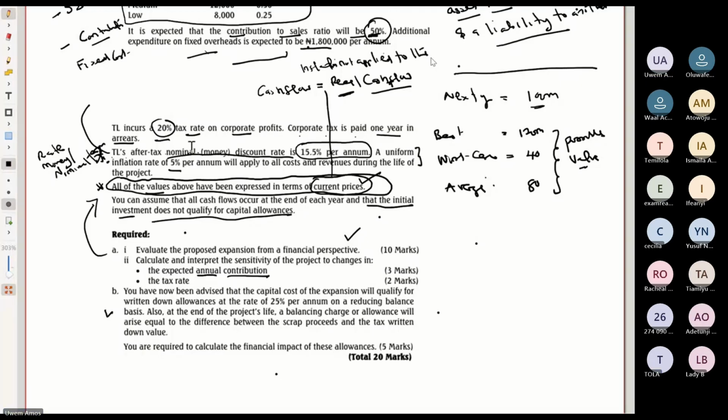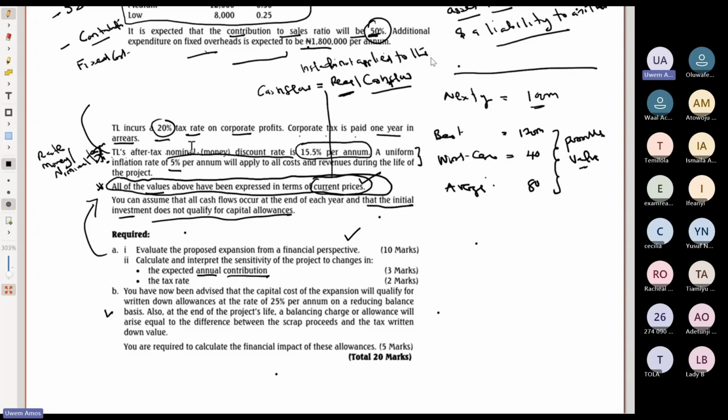Okay, on a reducing balance basis. Also, at the end of the project life, a balancing charge or a balancing allowance will arise equal to the difference between the scrap proceeds and the tax written down value. So it just wants to see if you can calculate how capital allowance is treated if you had one. You are required to calculate the financial impact of this allowance. So if we had capital allowance, what would have been the financial impact on our computation?